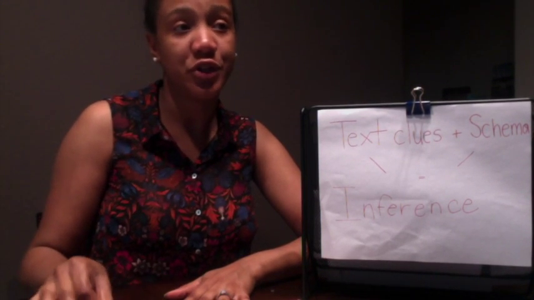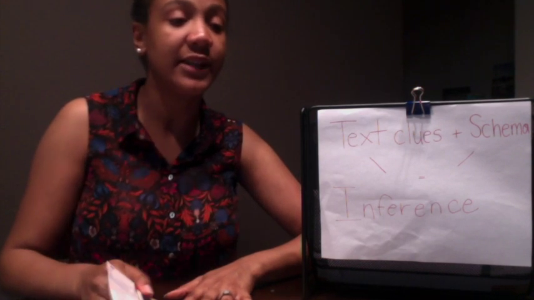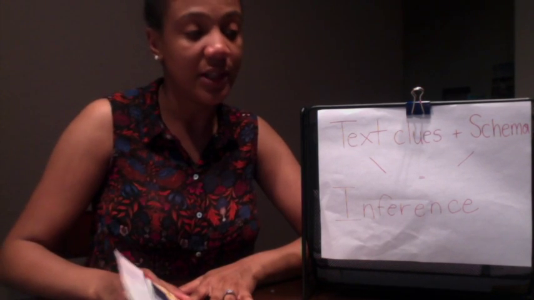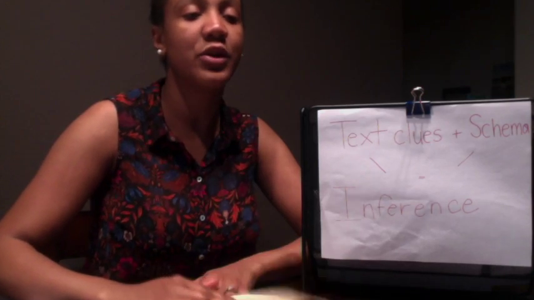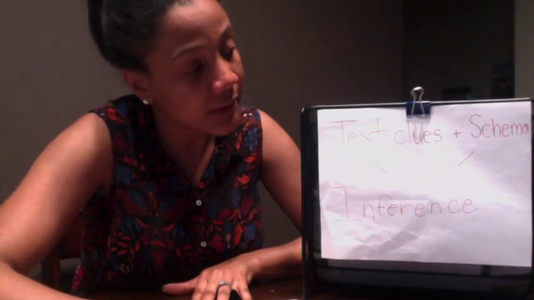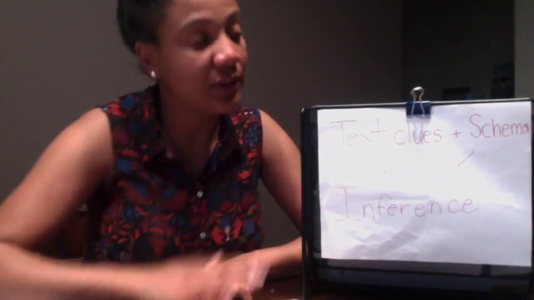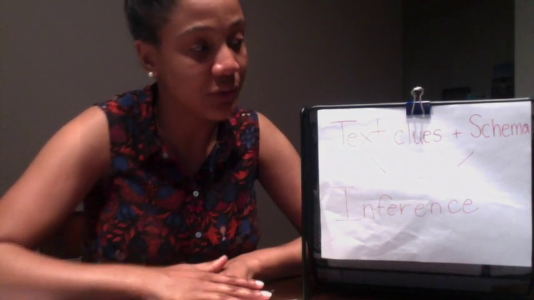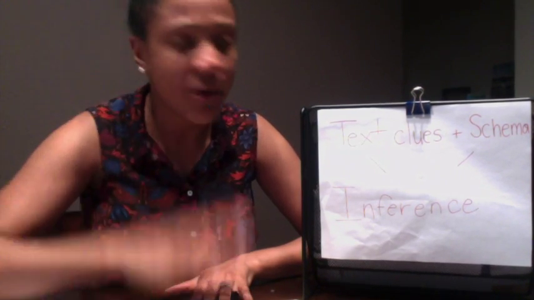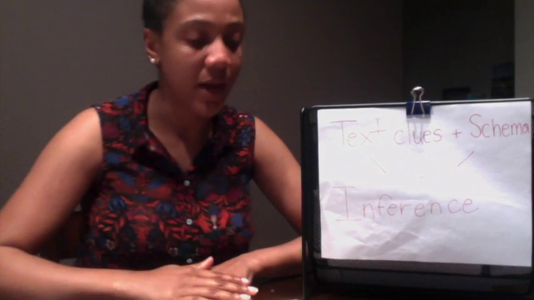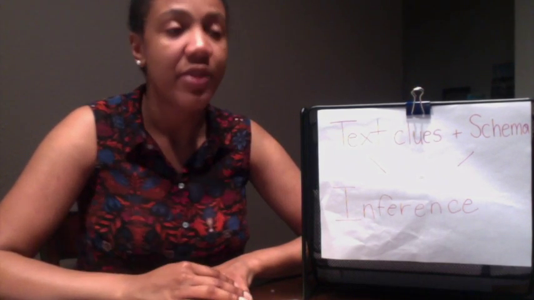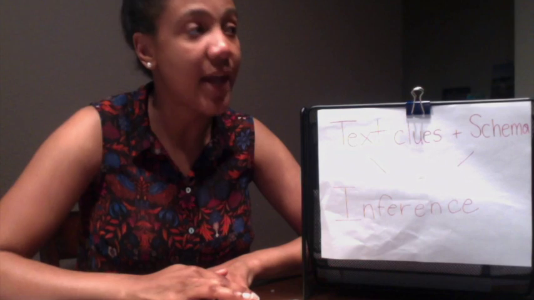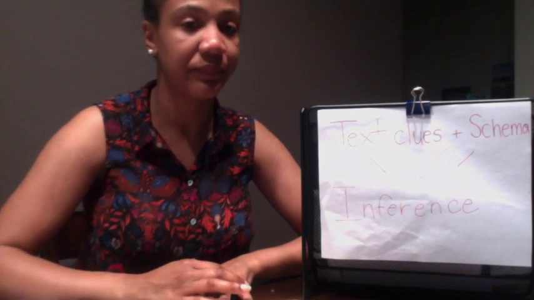What you're going to do is continue and read until you get to the next sticky note. And when you get to the next sticky note, I want you to stop and use the text clues, information that's actually in the story, and your schema, things you already know, to make an inference about how the spider feels about the cat that's been introduced to the story.